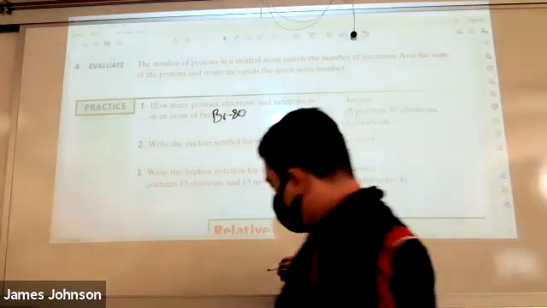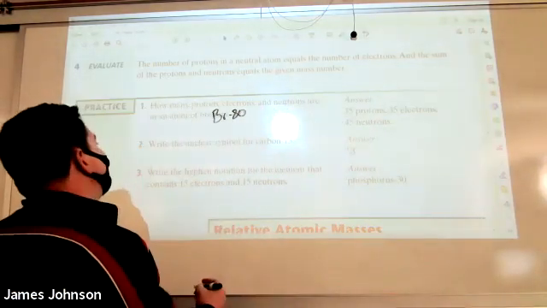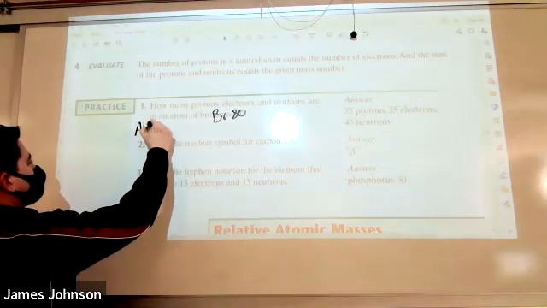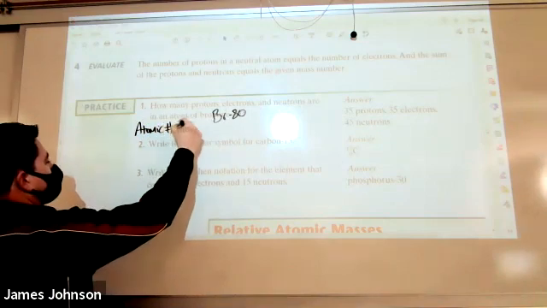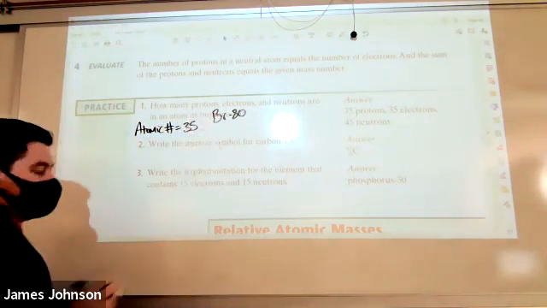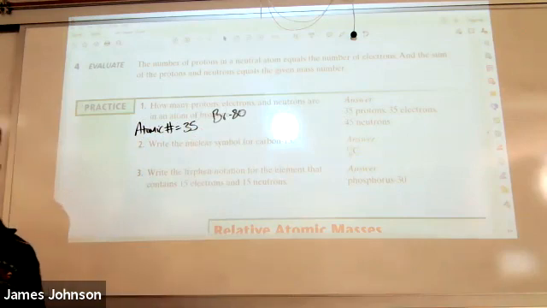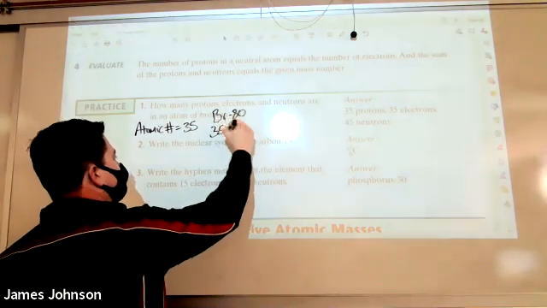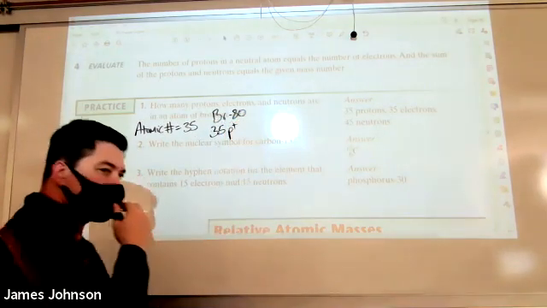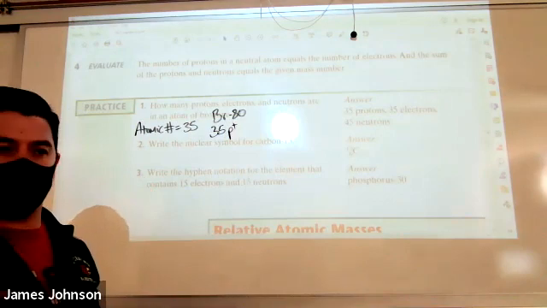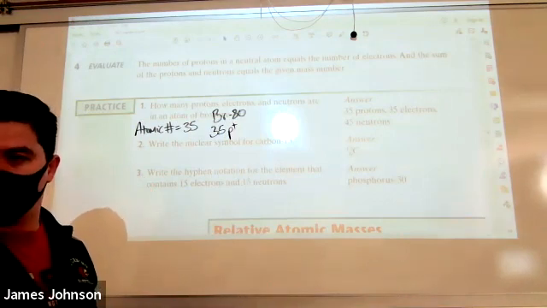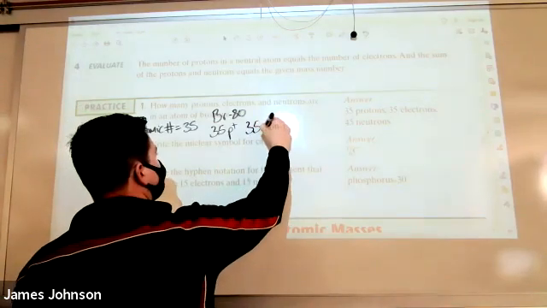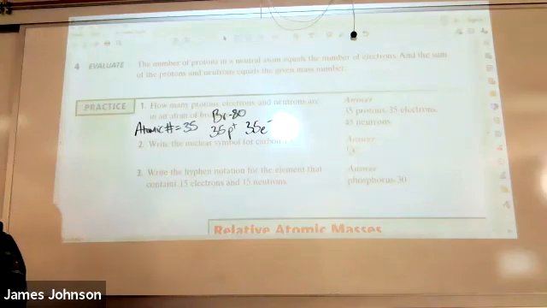So I look up bromine on the periodic table and I see that it has an atomic number of 35. Now, atomic number of 35 means for sure that there are 35 protons. And because we're assuming that the atom is neutral, right? There's no overall charge, that there are also 35 electrons.